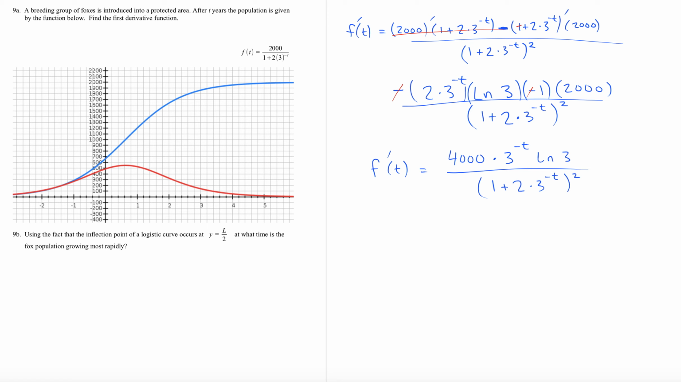Next, can we use the fact that the inflection point of the logistic curve will occur at 1/2 the carrying capacity to find out exactly what time these foxes are growing at their most rapid rate? Alright, so from the graph, we see that the carrying capacity is 2,000. That's also in the formula.